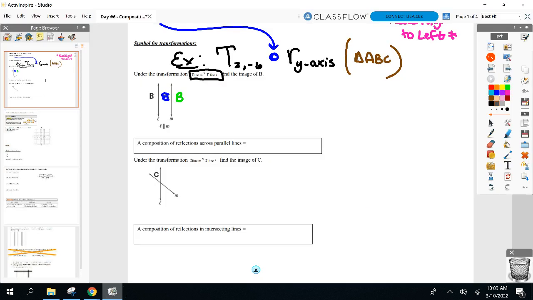All right, so I didn't mention this at the beginning, but L and M are parallel. Anytime you reflect over 2 parallel lines, that's the same as, Molly, one more time. You just do a translation instead. Yep. So translation. Good work, good work.